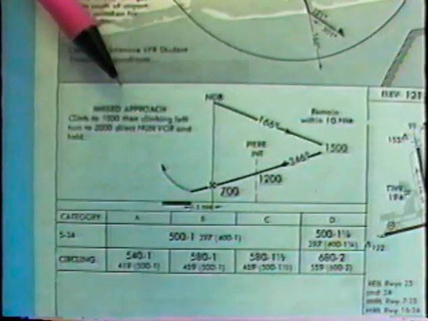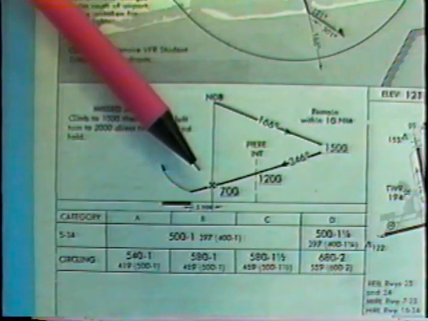It is during the procedure turn inbound segment of the approach that it's a busy time for the pilot. Here, the final landing checklist should be completed and the missed approach instructions memorized. Since the altitude specified for this segment is lower than that for the initial segment, the pilot should descend to 700 feet.